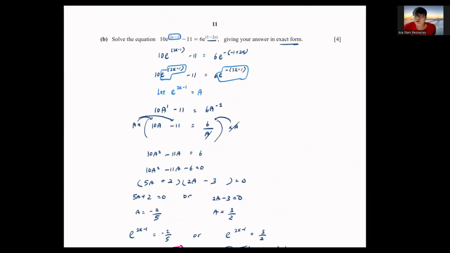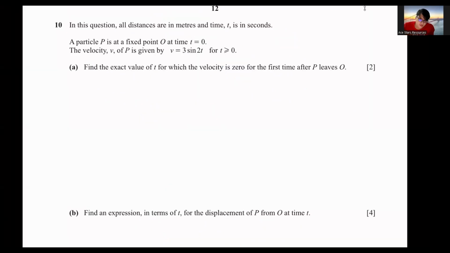So let's move on to the next question. In these questions, all distances are in meters and time t is in seconds. A particle P is at a fixed point O at time t equals 0. These kinematics questions will always give you the main equations that you have to either differentiate or integrate.